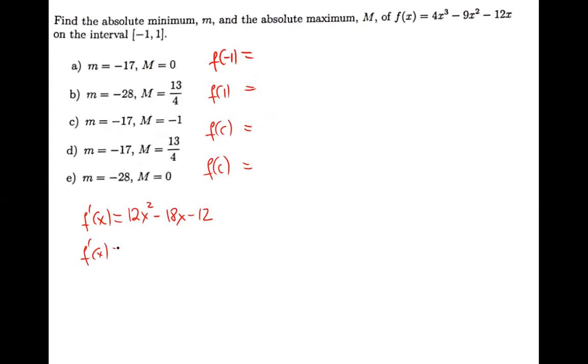I can factor out 6: 2x squared minus 3x minus 2. And I think I have to find the zeros, because critical points are the values where the derivative is 0. That means this polynomial, I mean the second degree, that's the quadratic equation.